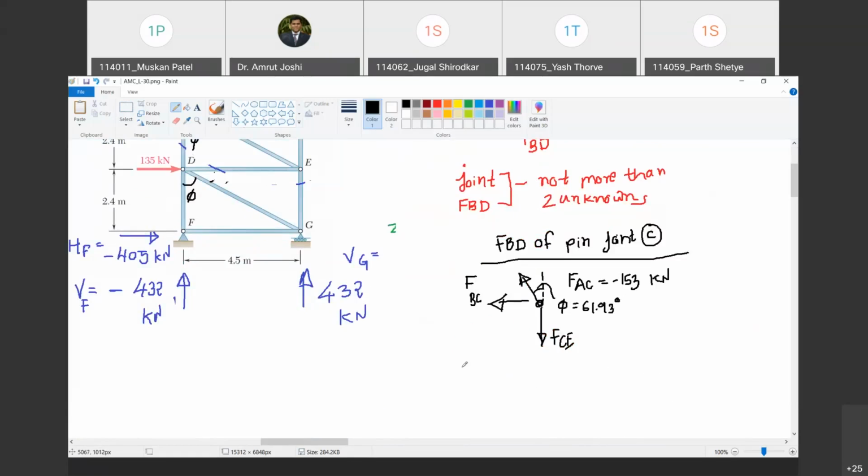Now can I apply equations of equilibrium to joint pin C? Yes. Summation Fx equal to 0. Tell me what does it give?